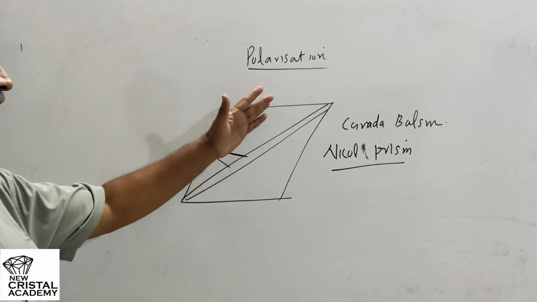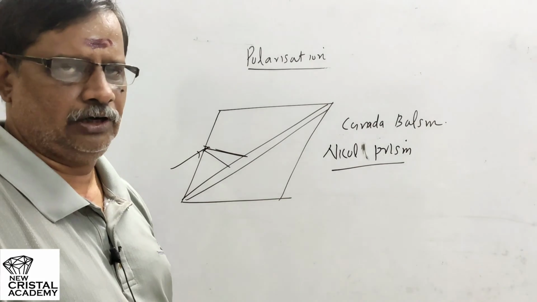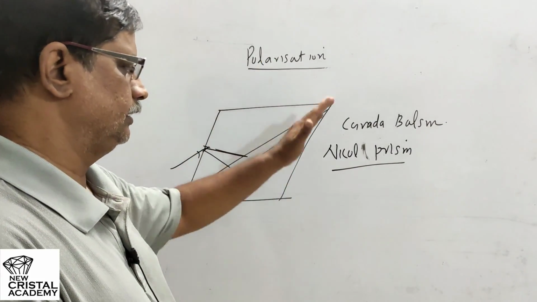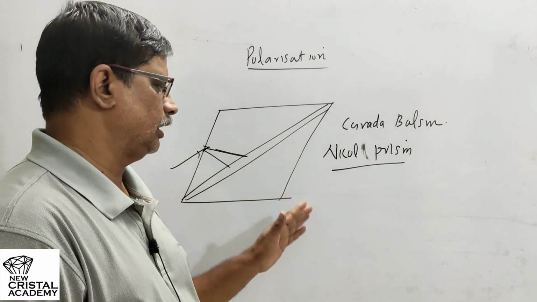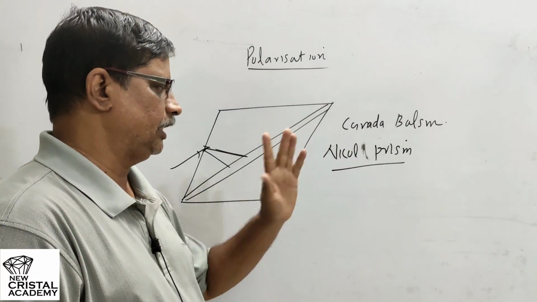Using the Canada balsam layer, you remove either the extraordinary ray or the ordinary ray. One of them can be removed. After removing one of the rays, at the other end you will get polarized light, which contains vibrations confined only to a single plane. And for that purpose we use the nickel prism.